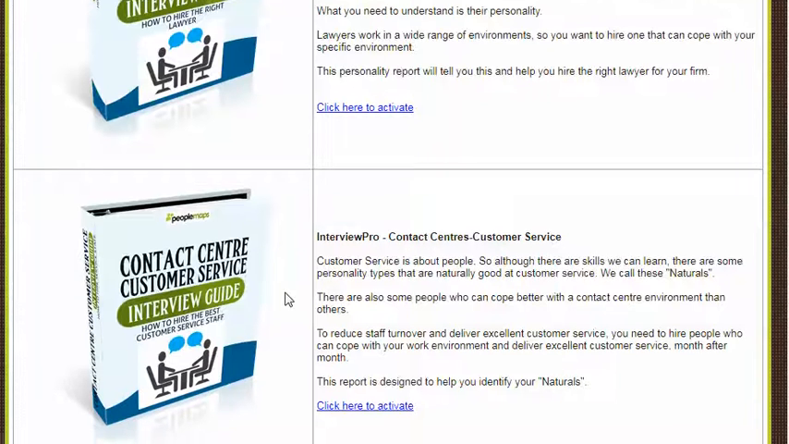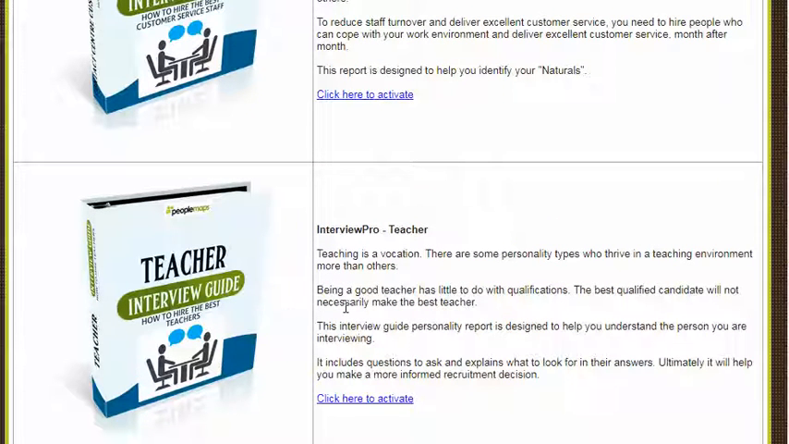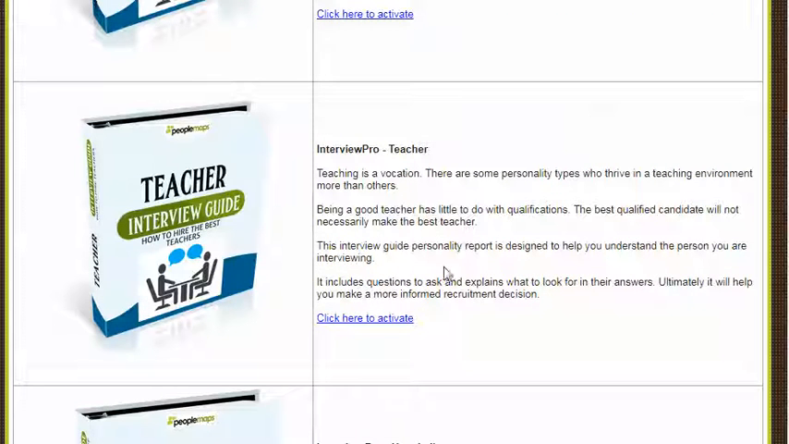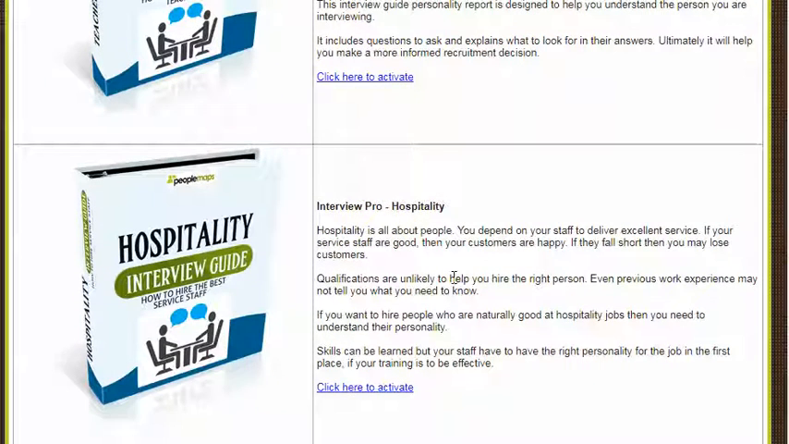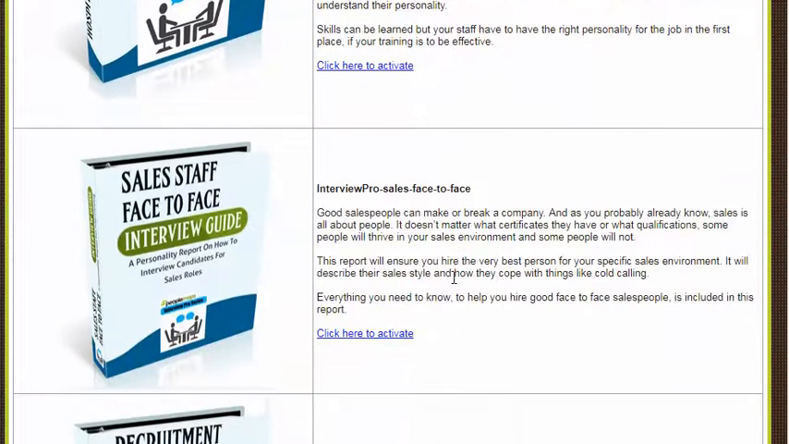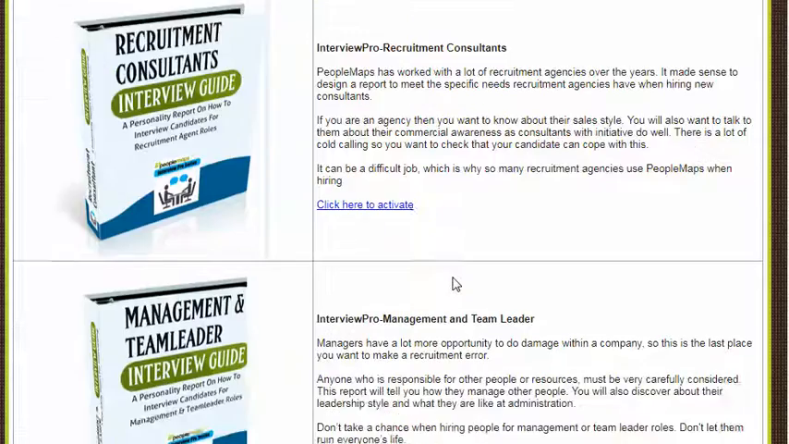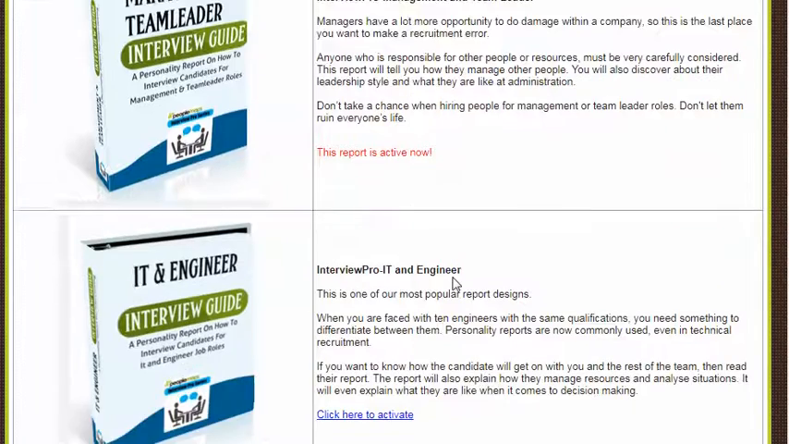Now, if you're not sure, and none of these jump out at you as obvious for the job role that you're looking at, then please just contact PeopleMaps. We will happily recommend which one to use for your specific job. So there's all sorts of things here: hospitality, sales, staff, recruitment consultants, management, team leader, IT engineering. There's a sort of general one.